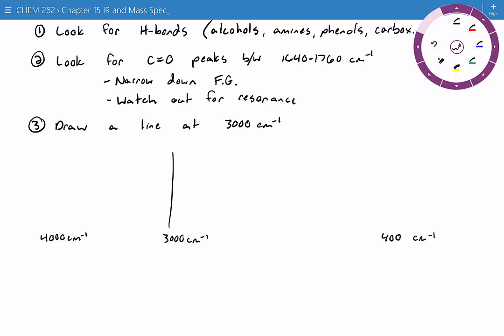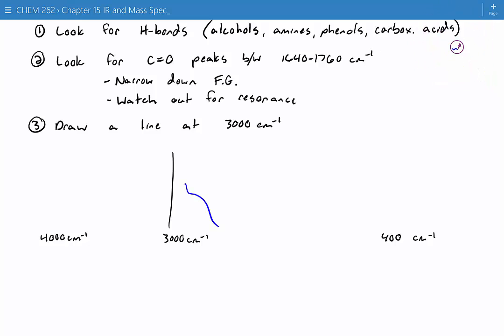Essentially, the really useful tool is that if we go to the right side of it, right near 3,000, these are going to be sp3 C-H bonds. Right? So we said if we've got a carbon that's sp3 hybridized, it's a longer bond, it's going to vibrate at a lower frequency. If we look at the sp2 C-H bond, it'll be right above 3,000 inverse centimeters. And if we look even right of that, we can run into our sp C-H.